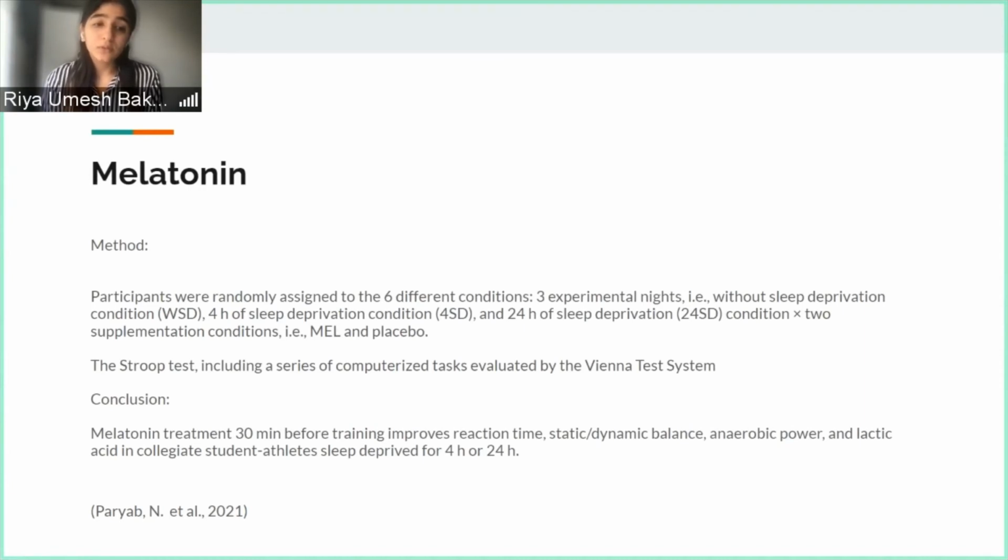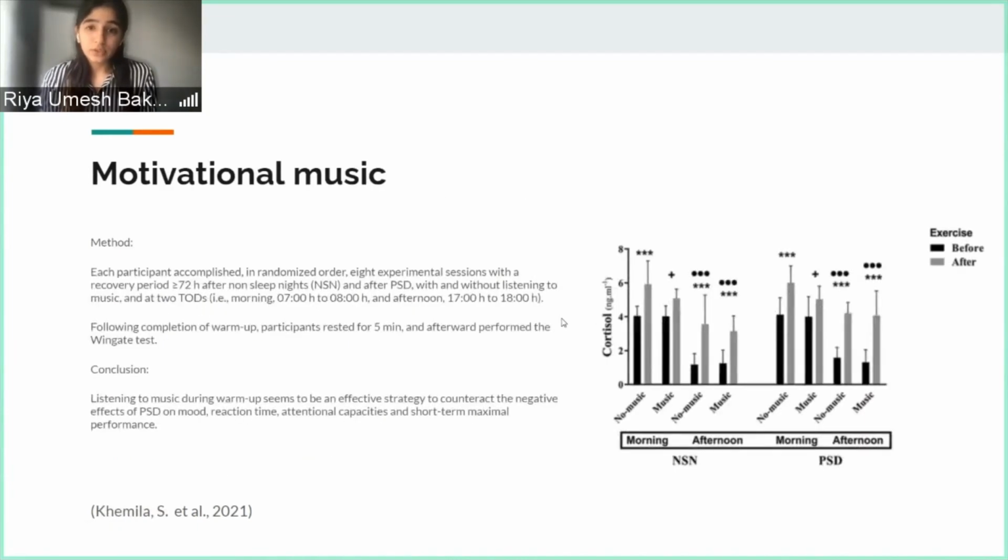We saw that perceptual motor speed and hand-eye coordination are the tasks more frequently reported as being influenced by sleep deprivation. They were tested on the Stroop test, which Alexa mentioned, where text is supposed to be read as it is and not as the color in which it is written, and also a series of computerized tests that were evaluated by the VNR test systems. The participants were collegiate student athletes, and the conclusion was that melatonin treatment given 30 minutes before training improves reaction time, static and dynamic balance, anaerobic power, and lactic acid in college student athletes who were sleep deprived for either 4 or 24 hours.